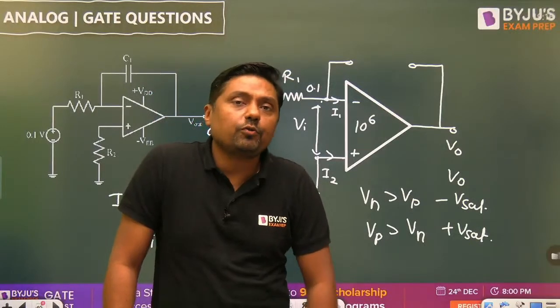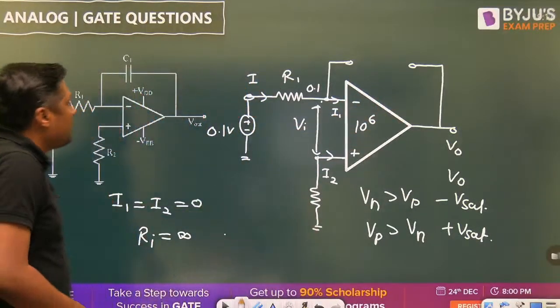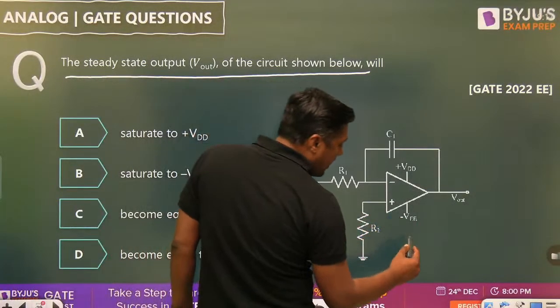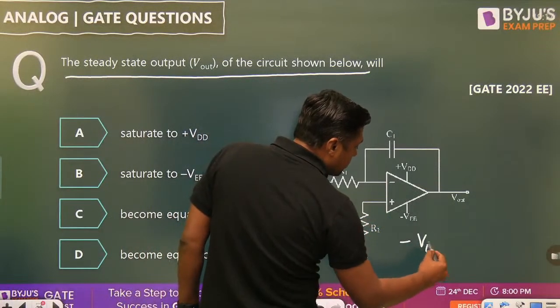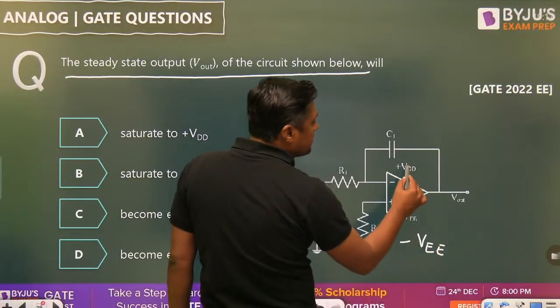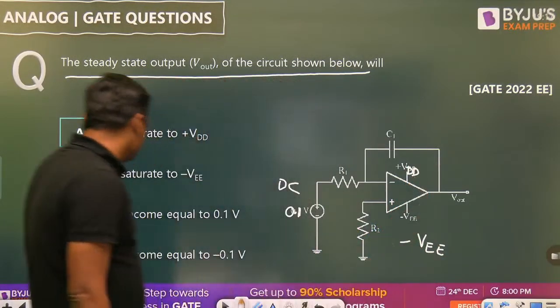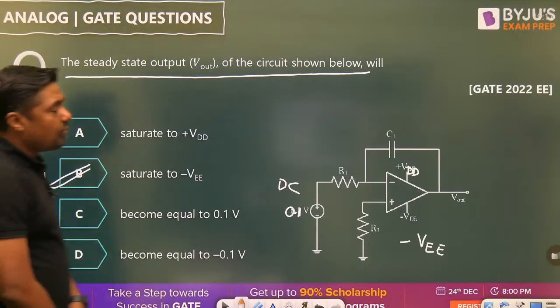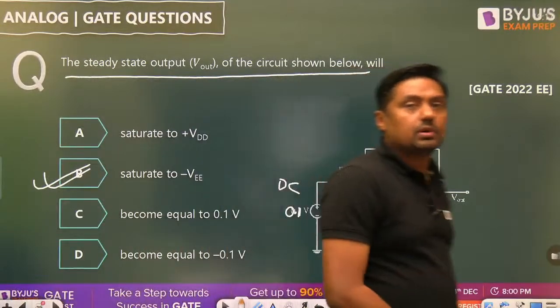Because there is no negative feedback, this acts as open circuit, and that's why minus V sat. What is the supply here? Minus V sat is what? Here minus VEE is given. Okay, no problem. Here VDD is given. This is the minus VEE. Saturate to what? Minus VEE. Saturate to minus VEE. Right.